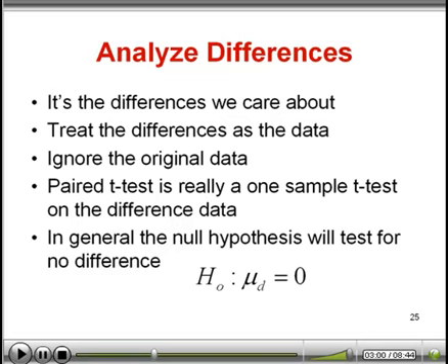So when we analyze paired data, we really analyze the difference between the pairs, not the original data. It is important to note the general form of the null hypothesis. It says that the mean difference is 0. The subscript D stands for difference.